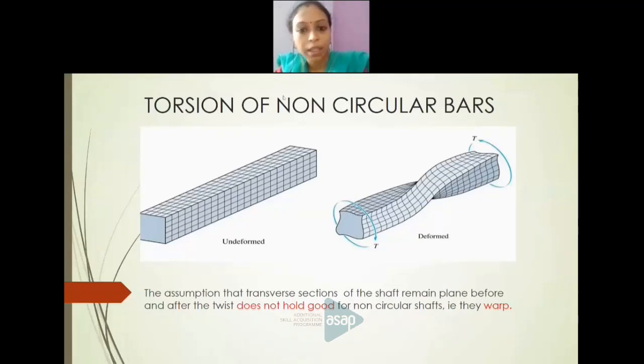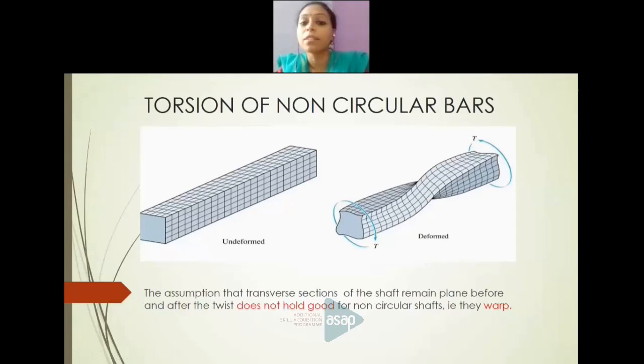In the undeformed condition, they are very straight. That means the sections before deformation or before twist are plane. And what happens to the transverse sections after the deformation? In the deformed condition, they are no longer plane. They are twisted, right? So this twisting is known as the warping phenomenon. W-A-R-P-I-N-G, the warping phenomenon.